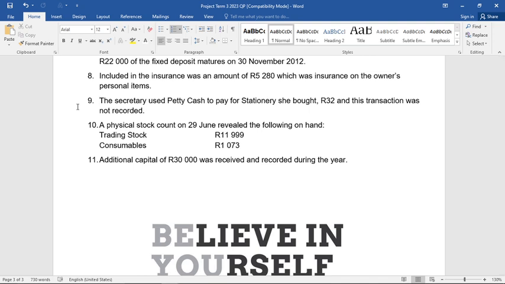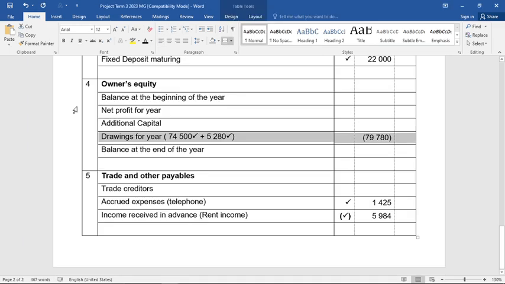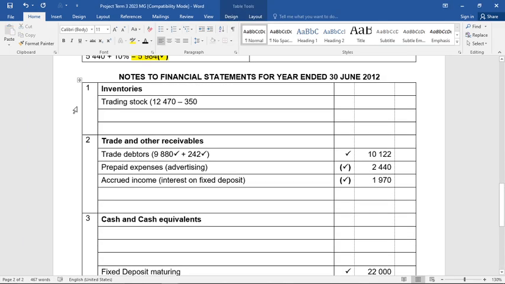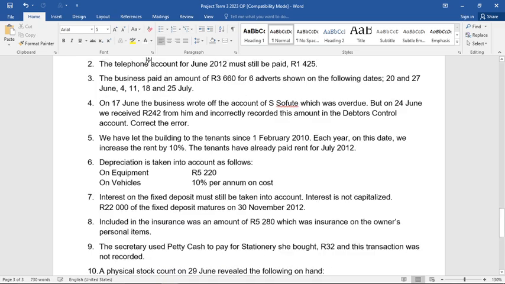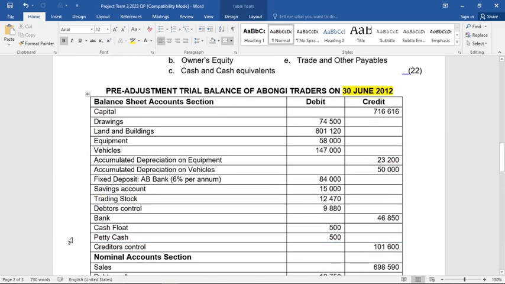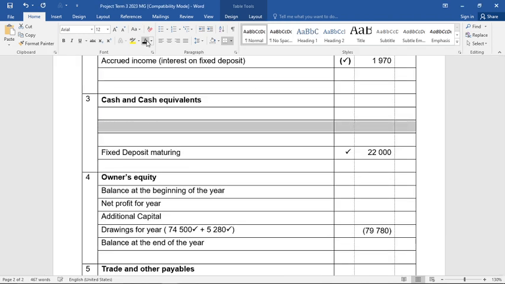32 Rand, and this transaction was not recorded. Okay, so we have to take this information to 2 places. Where do you reckon we're going to go? Well, because they mentioned petty cash, we're probably going to go to petty cash. Petty cash is one of our cash and cash equivalents, and this payment from petty cash is going to cause a minus to petty cash. Petty cash, we can see in our list of figures at the bottom, was sitting at 500 Rand. We now would subtract 32 Rand from the petty cash to leave us at 468 Rand.